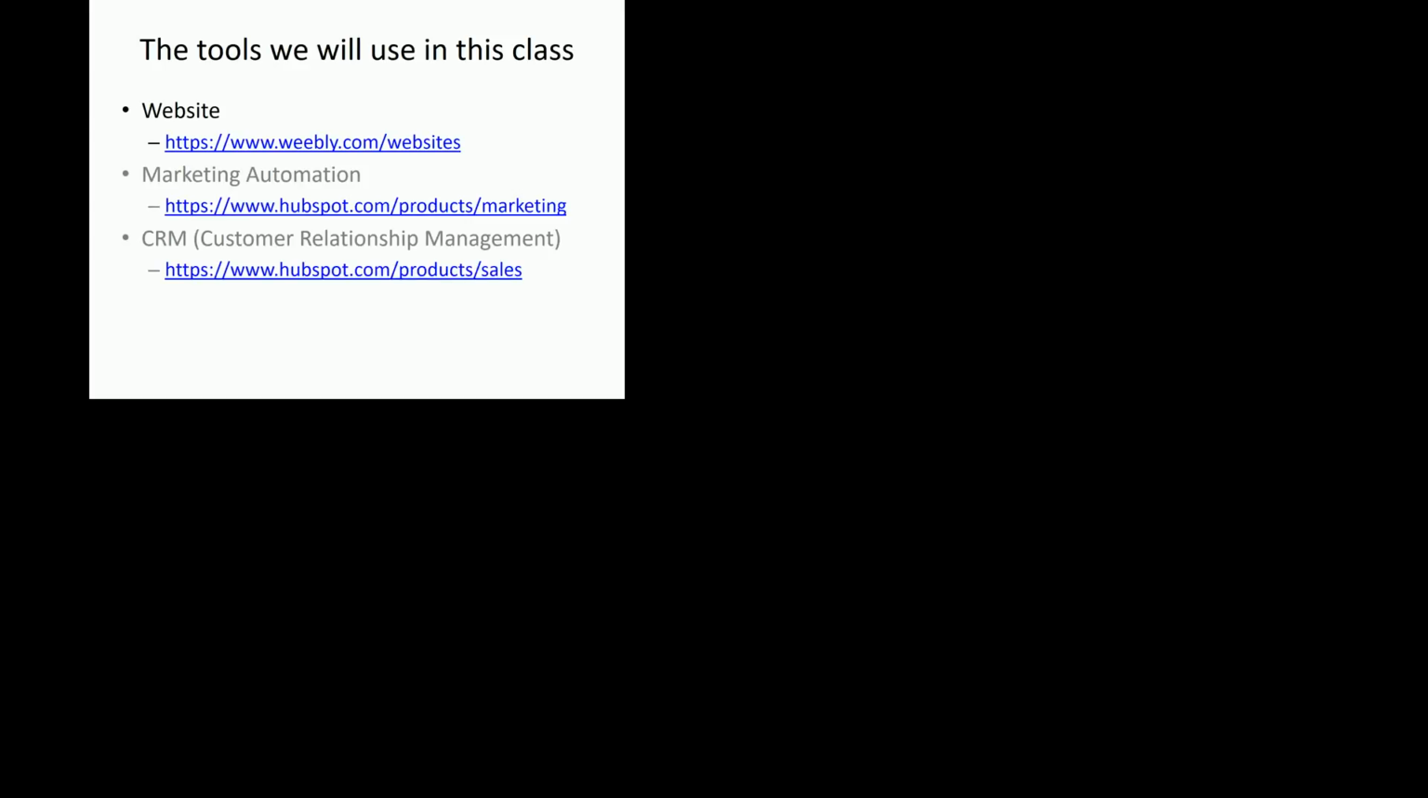Okay, so that was a kind of whirlwind discussion of the website. Let's continue to look at the tools. So in this class, we will use 3 tools. Our website will be on Weebly.com. We'll use marketing automation via HubSpot, and we will do customer relationship management via HubSpot. Each of these are free. For this class, for Part 1 tools, we're going to focus on the website.